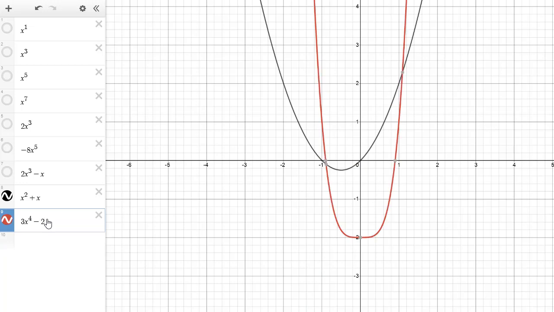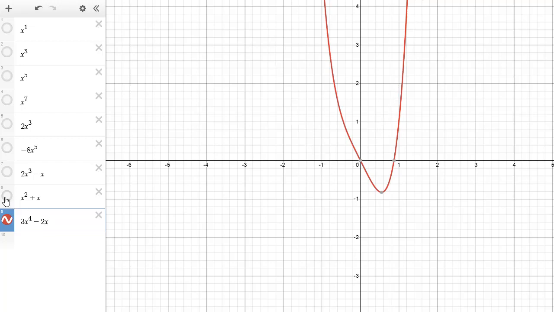minus 2x. Yeah, good luck getting that one symmetrical. That one has absolutely no symmetry that I can see. So it turns out when you have even terms and odd terms in a function, you lose the symmetry completely. So we say that these functions that combine even and odd terms have neither even symmetry nor odd symmetry. They have neither. So let me go back to the blackboard.